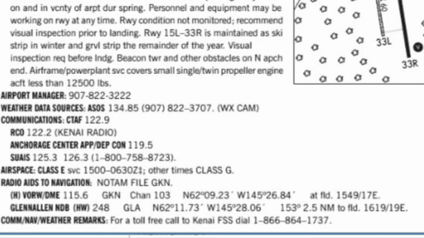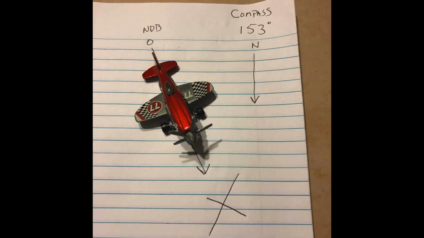So, if we fly a heading of 153 as we cross the NDB, what will happen is we will end up on a heading of 153 with the arrow pointing to the south, behind us. And if we fly that for 2.5 miles, we should be directly on top of the airport.